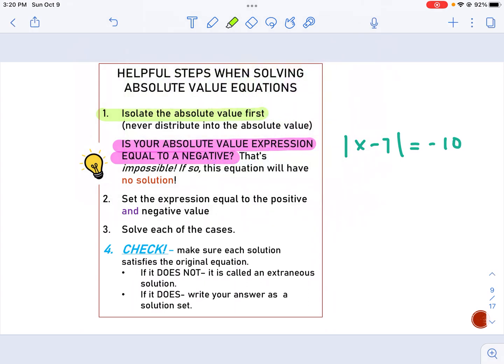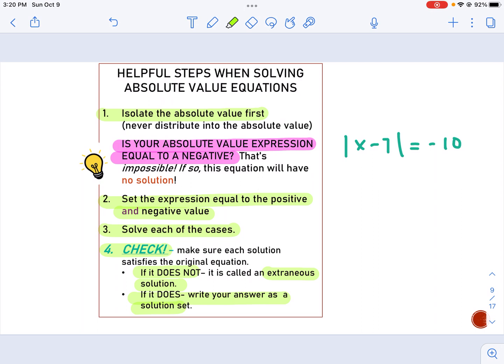What we're going to do next is set the expression equal to the positive value and the negative value. We solve each of the cases just like we did for those first two examples. And then this is the kicker: we do have to check. We always have to check our answer because some of my solutions don't actually work. If it does satisfy my original equation, it's included in my solution set. If it does not satisfy my original equation, then it's called an extraneous solution.